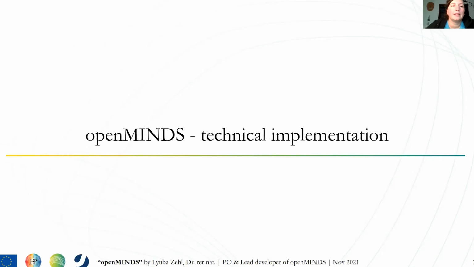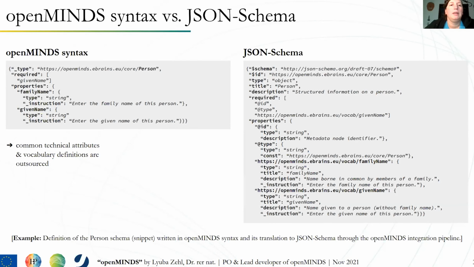Next, I would like to briefly explain a bit more what the openMINDS pipeline is doing in the background and why we introduced the openMINDS syntax to define our schemas instead of directly using formal schema formats such as JSON schema or SHACL. As you can immediately see from the displayed code for the reduced person schema, the openMINDS syntax outsources most technical attributes and general definitions, making the schema much easier to read, especially for untrained eyes.